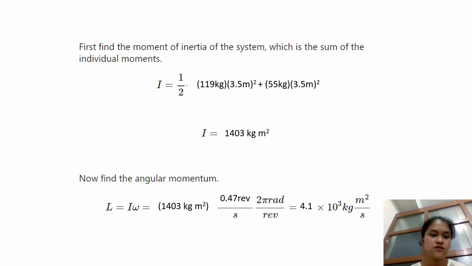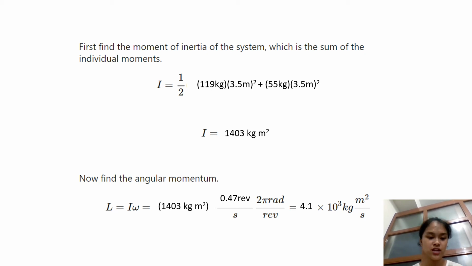First we have to find the moment of inertia of the system, which is the sum of the individual moments. We'll use the inertia formula: inertia equals 1/2 times the mass of the disc times the radius squared plus the mass of the woman times the radius of the disc squared. We will be obtaining 1,403 kilograms meter squared.